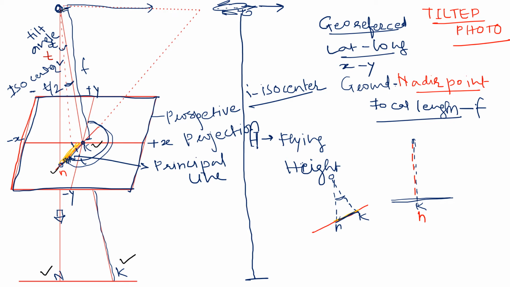This is called as the point of the lens, or this distance from O to K is denoted as F, is called as focal length. Then the angle measured between ON and OK is called as tilt angle T. Okay, so these are the few important points which you need to understand. This is again an important question with respect to your exams also.